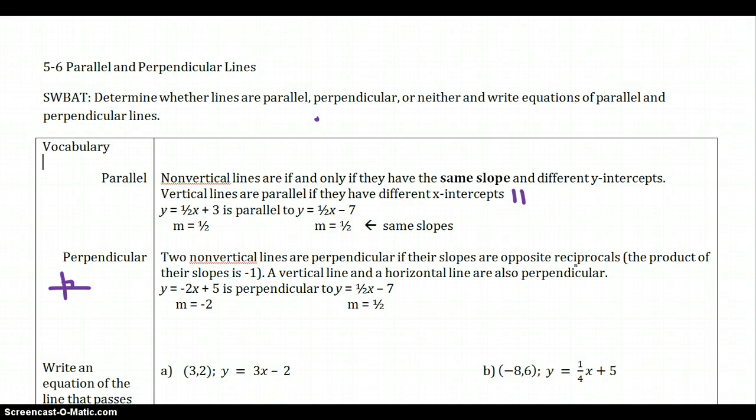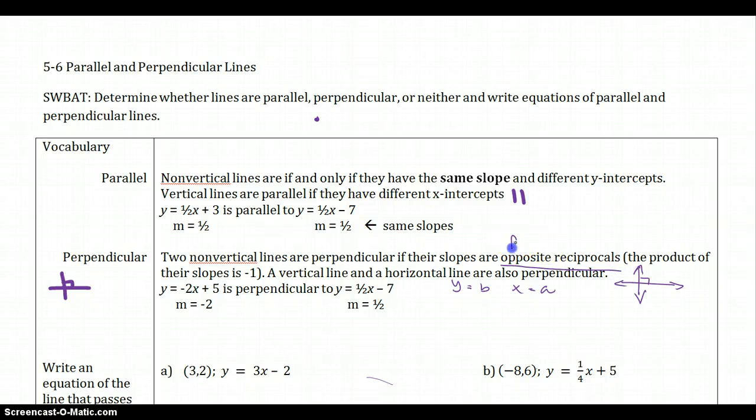Always, always, always, a vertical line will be perpendicular to a horizontal line. Because here is a vertical line, here's a horizontal line, they're always going to make a right angle. So those are always going to be perpendicular. So if you have an equation where it's just y equals b and x equals some number a, those will always be perpendicular. Now, with regard to the slopes, it's important to know that it's the opposite reciprocal.